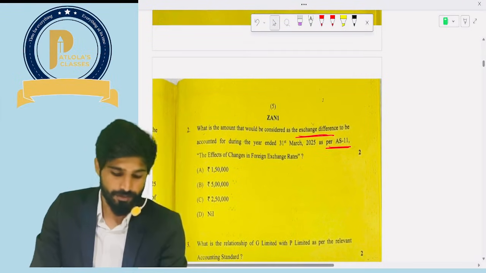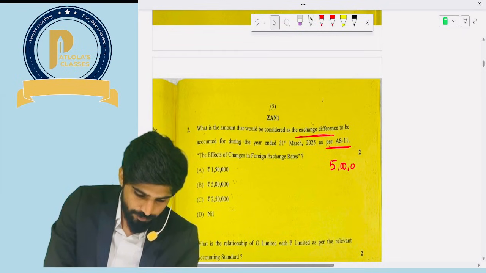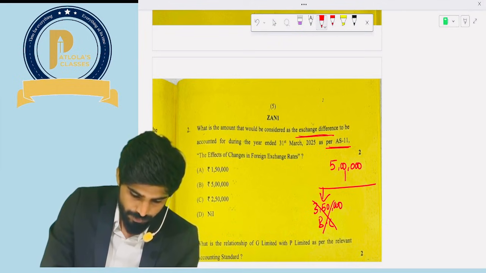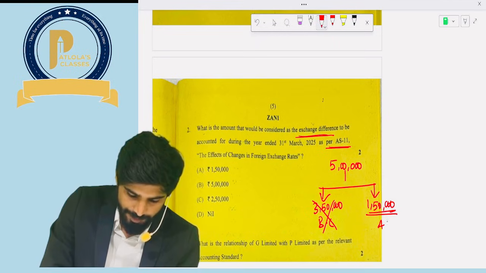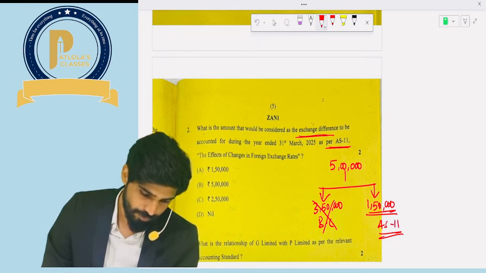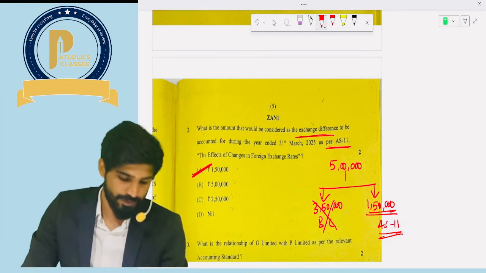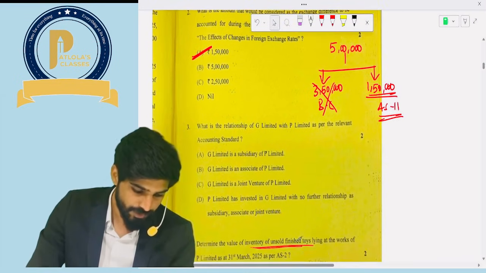Okay, we got a total loss of 5 lakhs. Out of total loss of 5 lakhs, we understood that 3,50,000 is treated as a borrowing cost. So this is not covered under AS 11. Balance of 1,50,000 only will be dealt as per AS 11. So how much will be the foreign exchange difference as per AS 11? It will be 1,50,000.